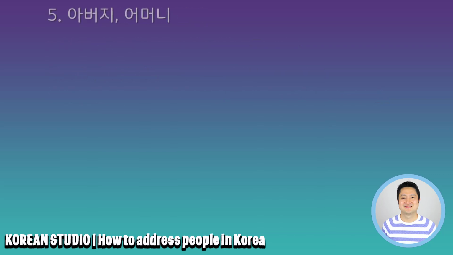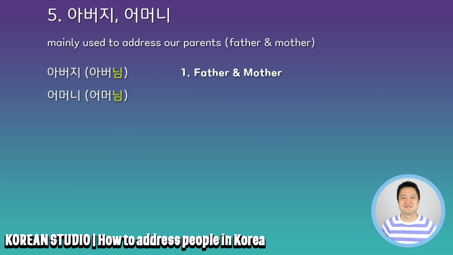Okay, so next up we have 아버지 and 어머니. And as you may know already, 아버지 and 어머니 mean mother and father. And nearly all grown-up adult men and women in Korea address their parents as 아버지 and 어머니. Children will address their parents as 아빠 and 엄마. But as they get older, they will use 아버지 and 어머니, which are more formal.